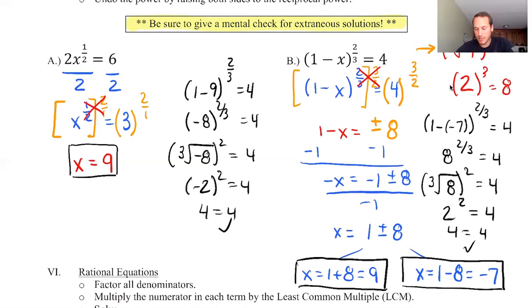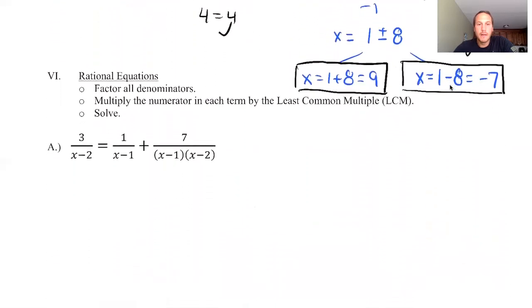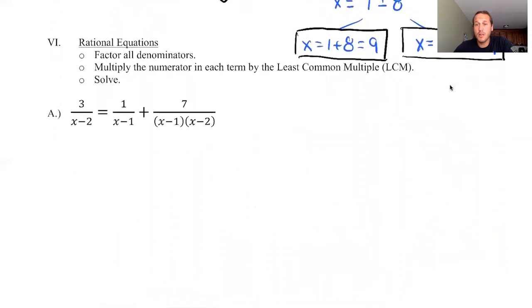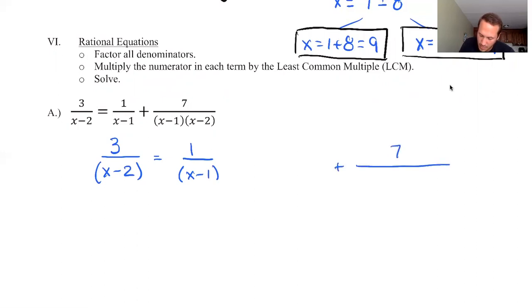But now everyone's favorite, let's go back to some rational equations, okay? These ones, it's super important that we make sure we factor all of our denominators. If you look in question A over here, everything is already factored, but I like to space these out just because we're going to need to multiply by the least common multiple. So it just makes your life easier if you leave some space.